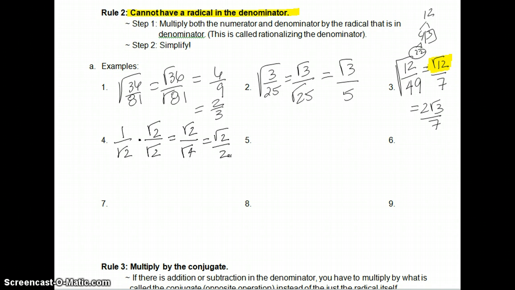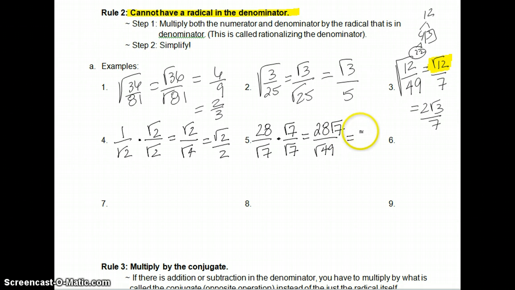Okay, let's take a look at another example. Let's say we have 28 over root 7. So we're not breaking rule number 1, but we are breaking rule number 2. We need to multiply by whatever will cancel out the radical in the denominator. In this case, it's going to be root 7 over root 7. Remember that whatever you multiply the numerator by, you must multiply the denominator by. So outside times outside, inside times inside, so you have 28 root 7 over the square root of 49.